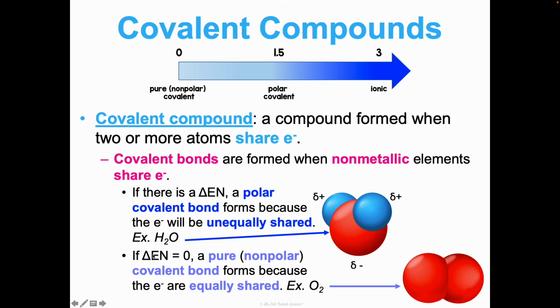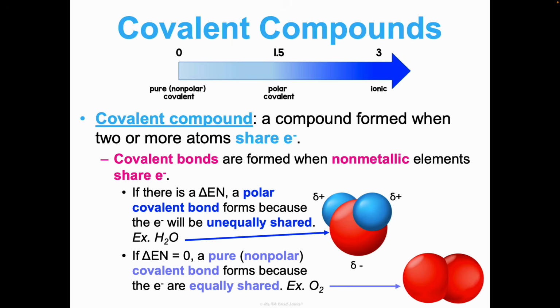If the difference in electronegativity between two nonmetals is zero, like there's no difference, they're both pulling equally, they've got the tug of war rope and they're pulling the same exact amount, we would say it's a pure covalent bond or a non-polar covalent bond. The electrons are equally shared. We see this in diatomic elements like oxygen.